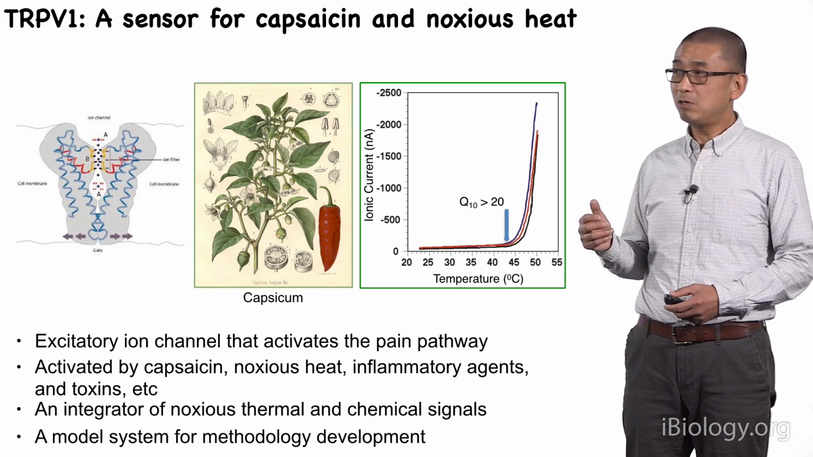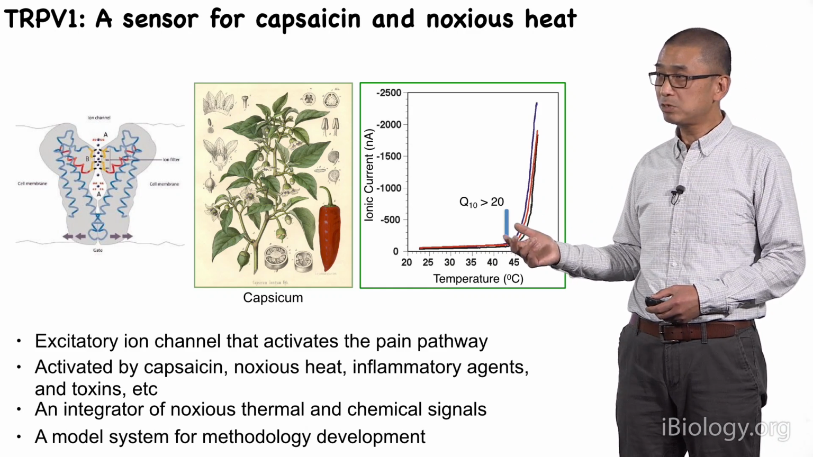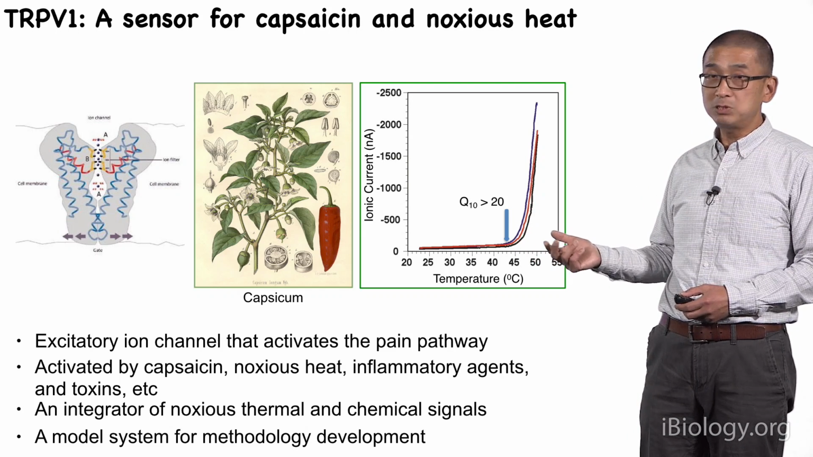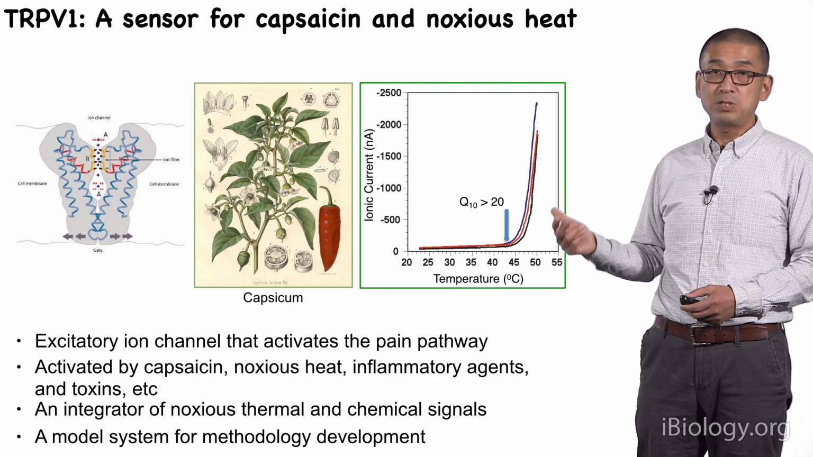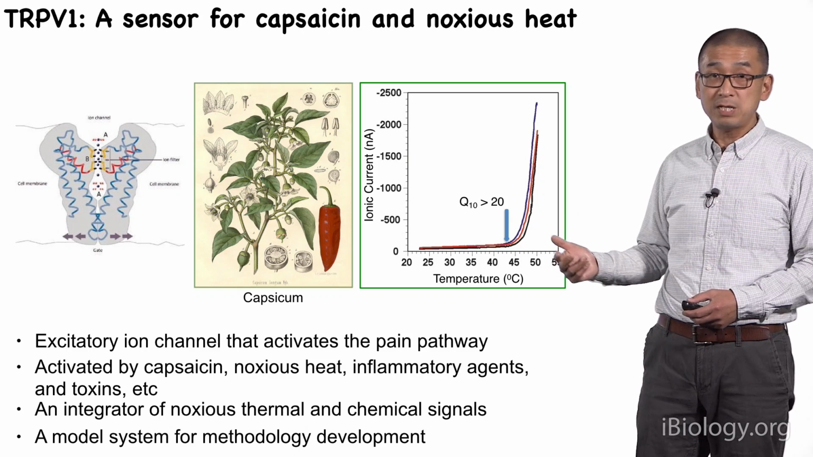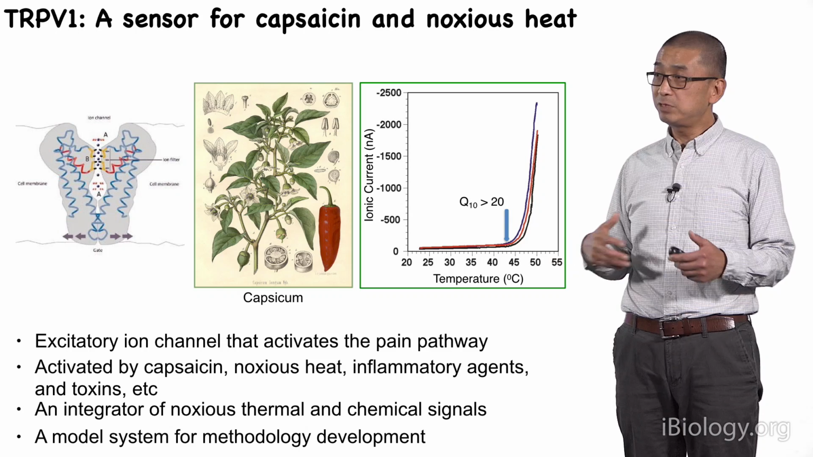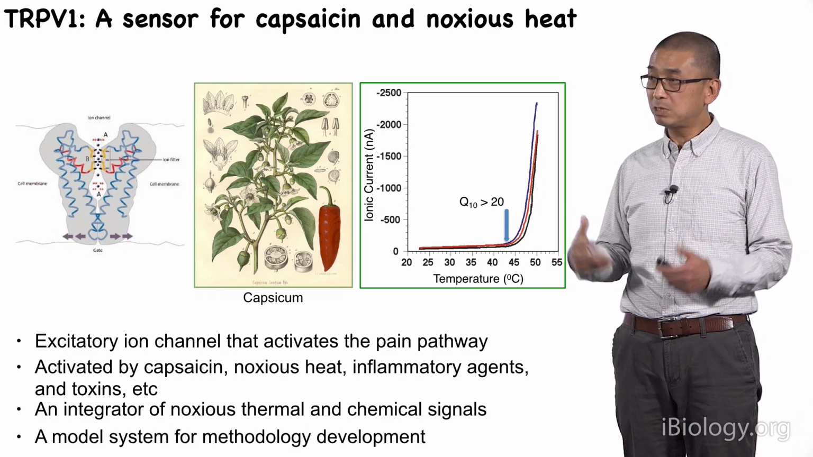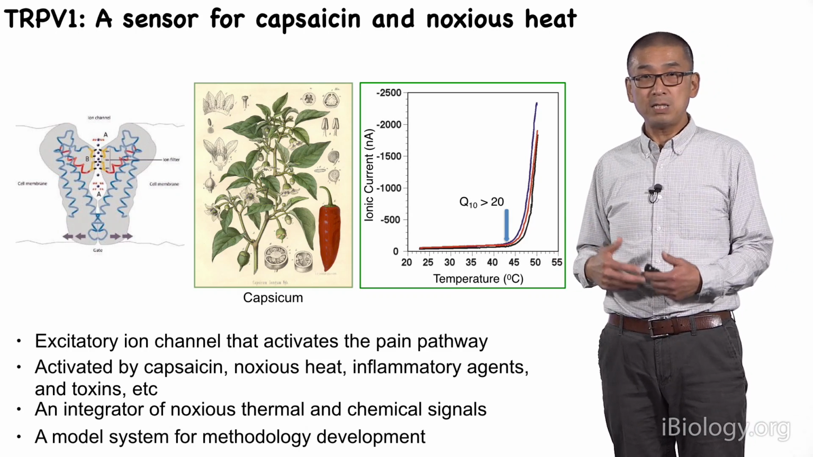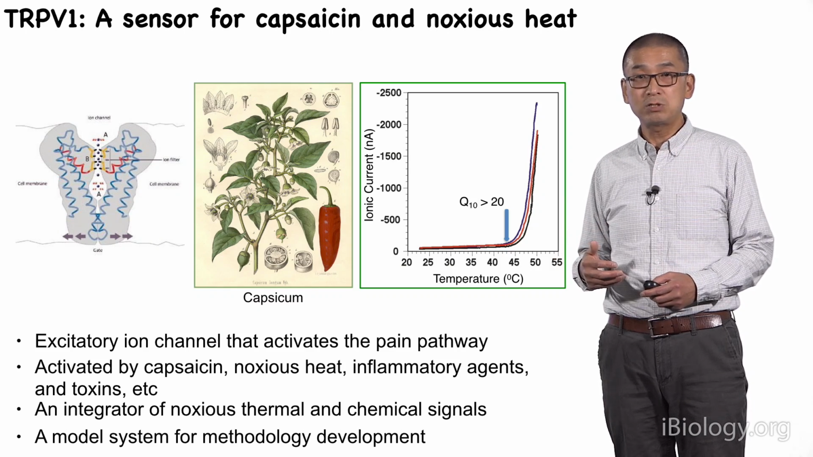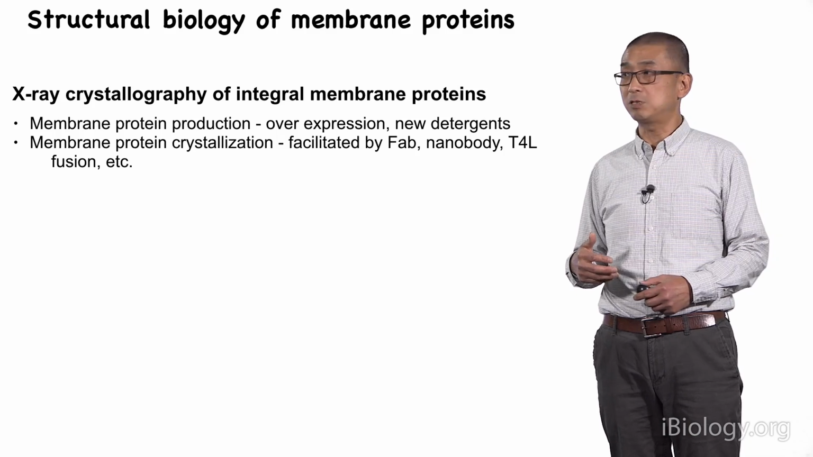This channel can also be activated by noxious heat, by temperature. When temperature rises above 43 degrees C, the channel will be activated, and below this threshold, the channel will remain inactive. So in a way, this channel is an integrator of different thermal and chemical signals. Nowadays, in my laboratory, we also use this channel as a model system for our methodology development work.